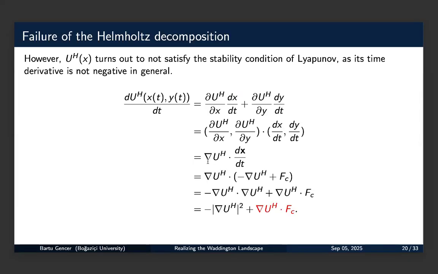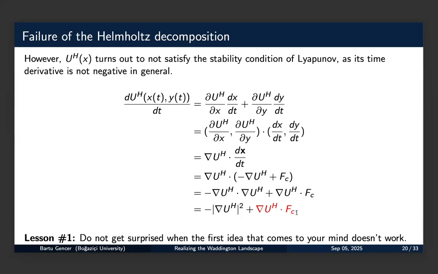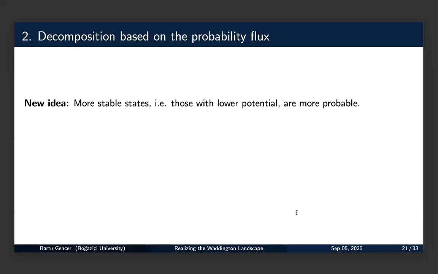However, this U of H does not satisfy the stability condition, because when we take the time derivative, it is not non-positive, because the term that we end up with here is not going to be 0 or negative in general. So this fails. But the first lesson that we should take here is that when the first thing that comes to mind for a problem turns out not to work, we shouldn't really be surprised, because it was the most obvious thing and it didn't work. So no surprises there.